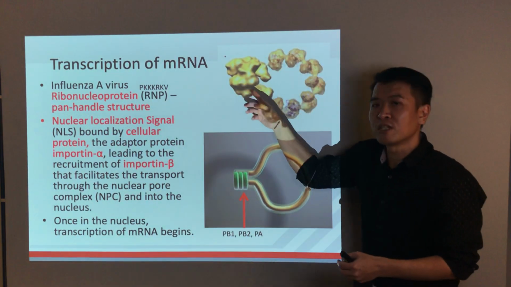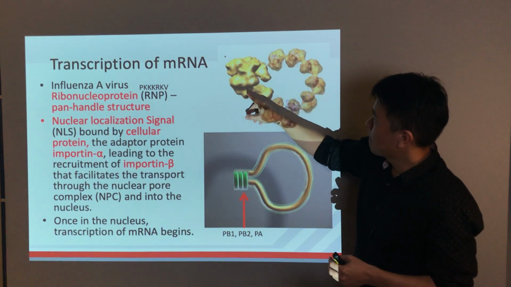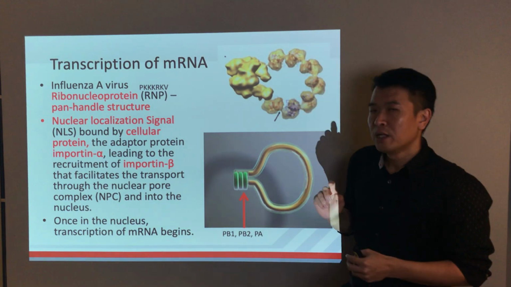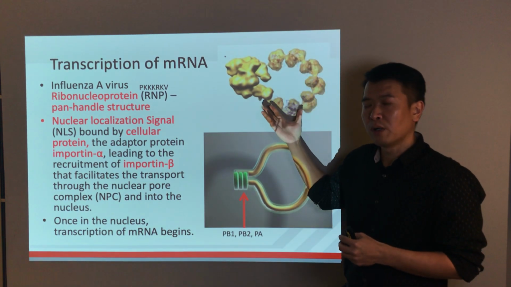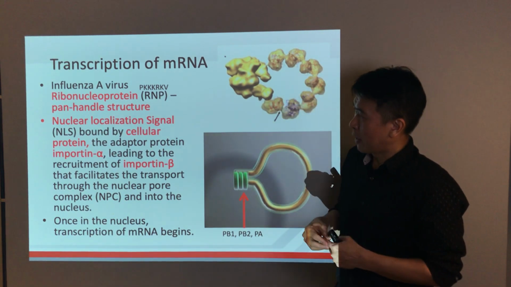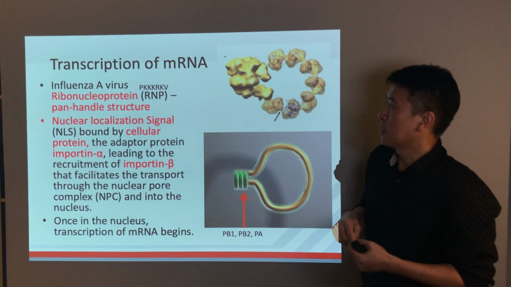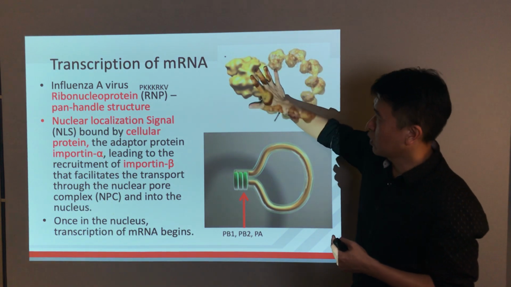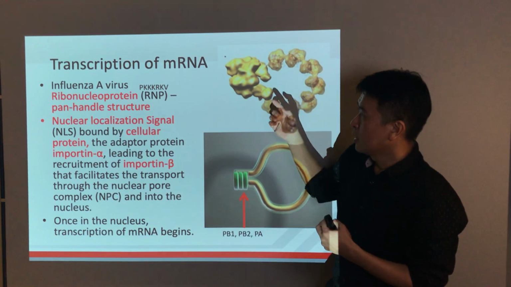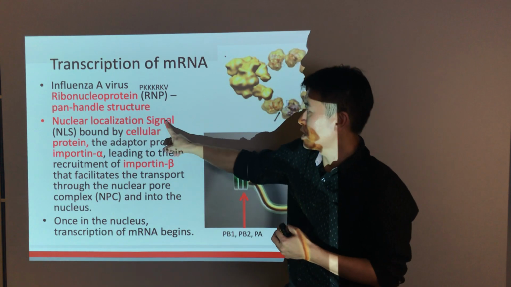So this is the 3D structure of the ribonucleoprotein. So you have PA, PB1, and PB2, and RNA with the MP. Now, unlike NDV, this influenza virus doesn't require any rule of 6 for the MP to bind to. Now what happened next is the ribonucleoprotein will now be translocated into the nucleus. Now, how does this happen? The ribonucleoprotein has a nuclear localization signal.